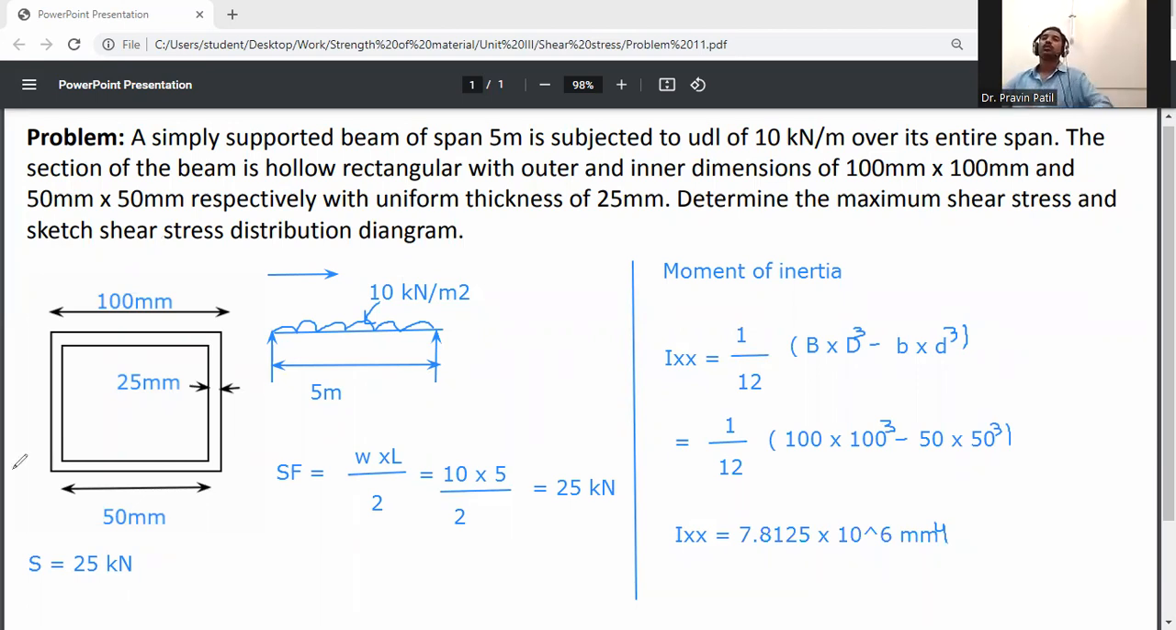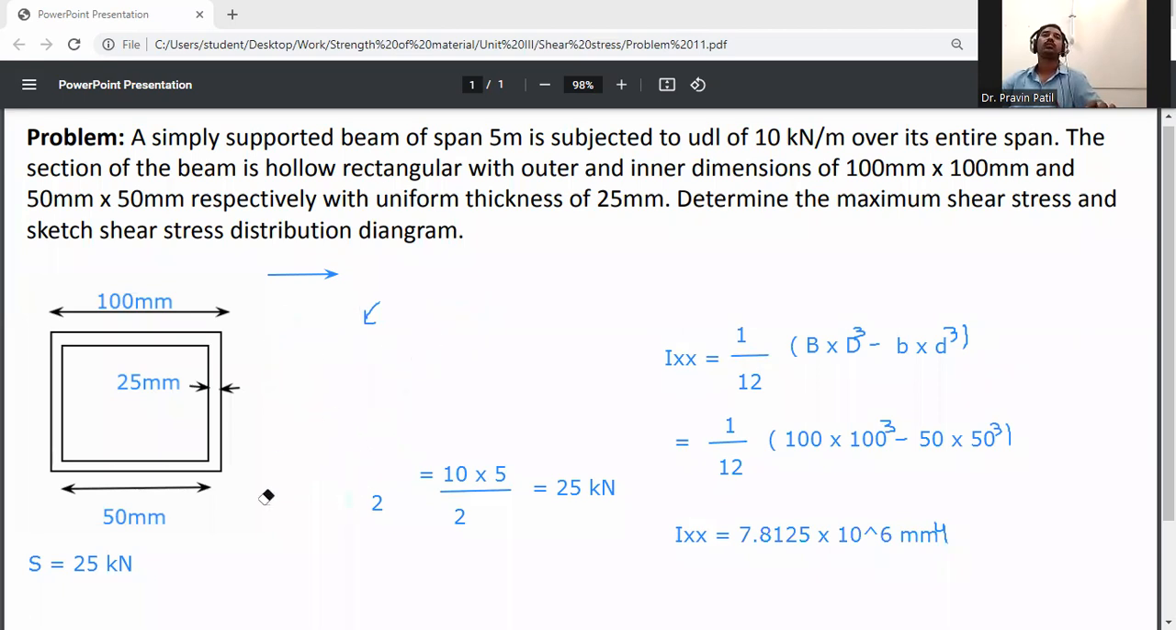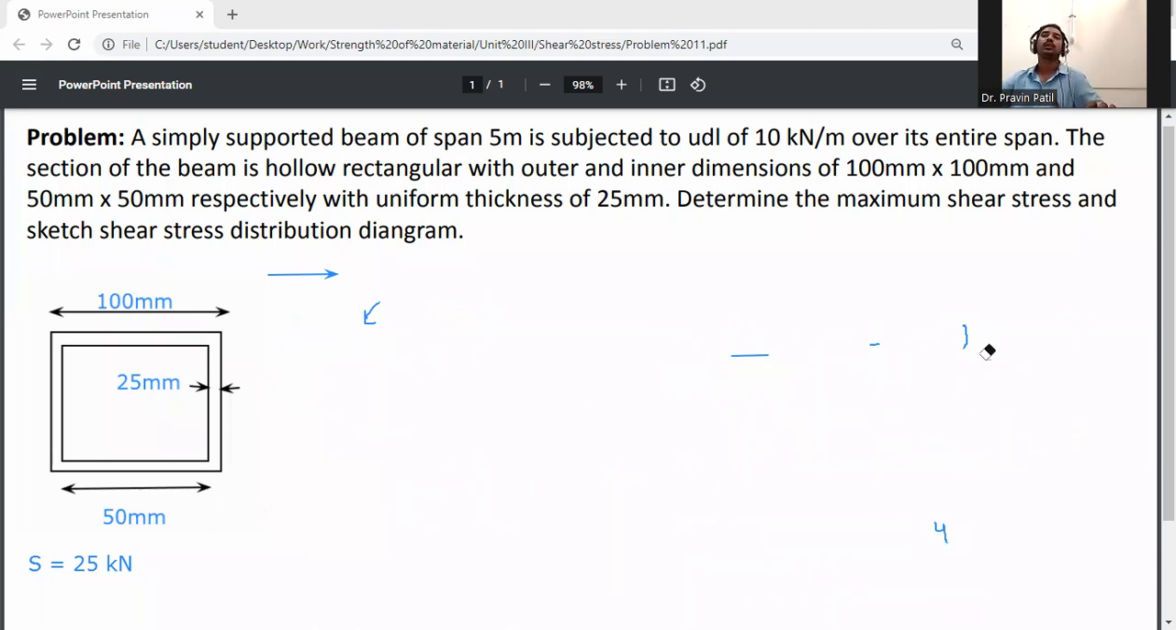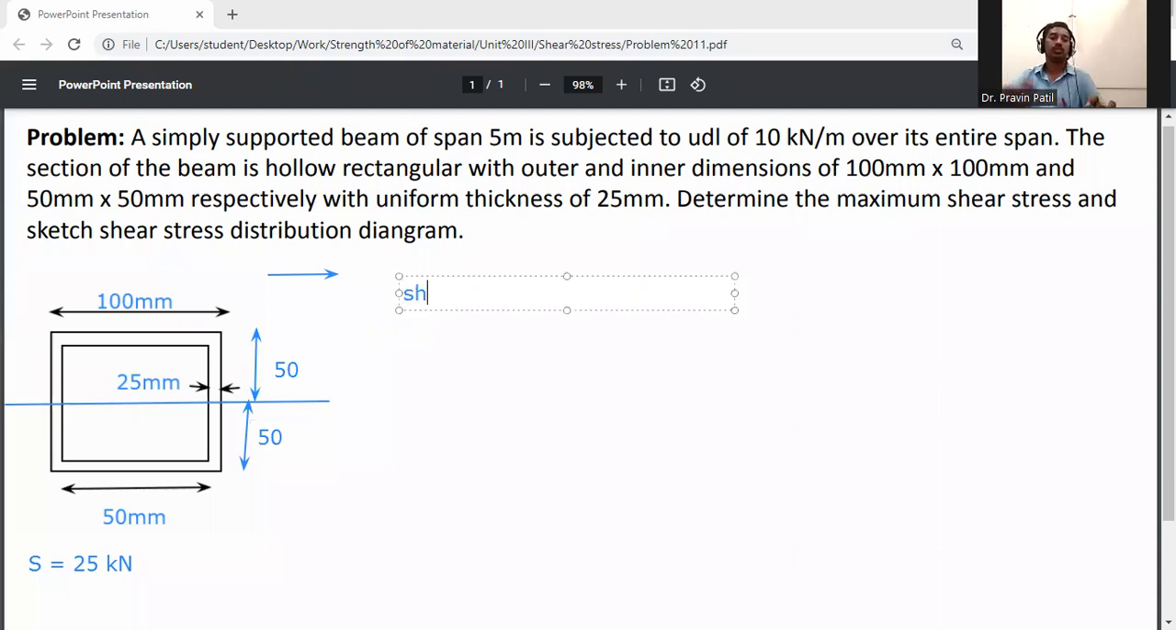Okay. So now calculate the shear stresses. We will calculate shear stress one by one. This is the neutral axis of this beam. The total overall depth is 100, so above the neutral axis it is 50 and below the neutral axis it is 50, because of the symmetrical rectangular section.